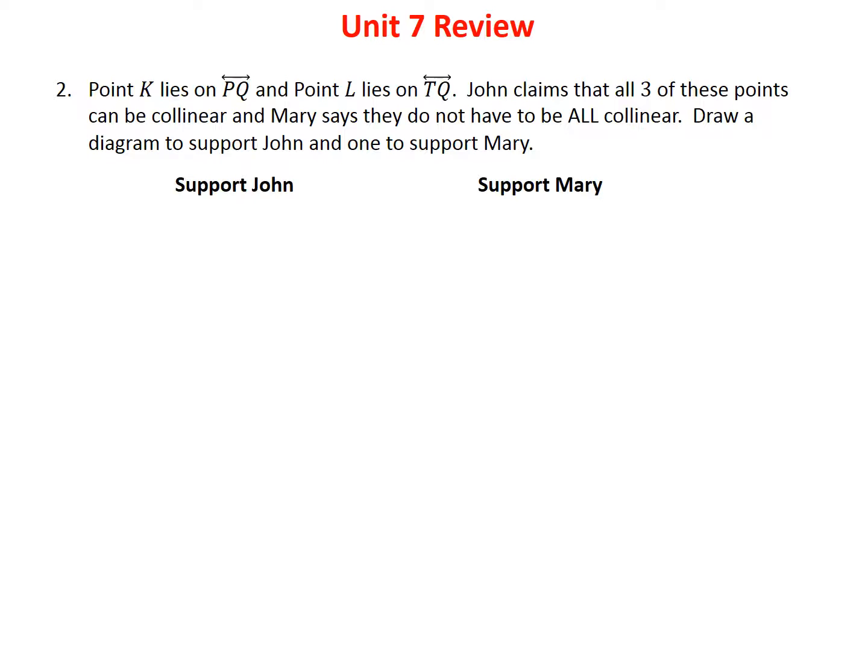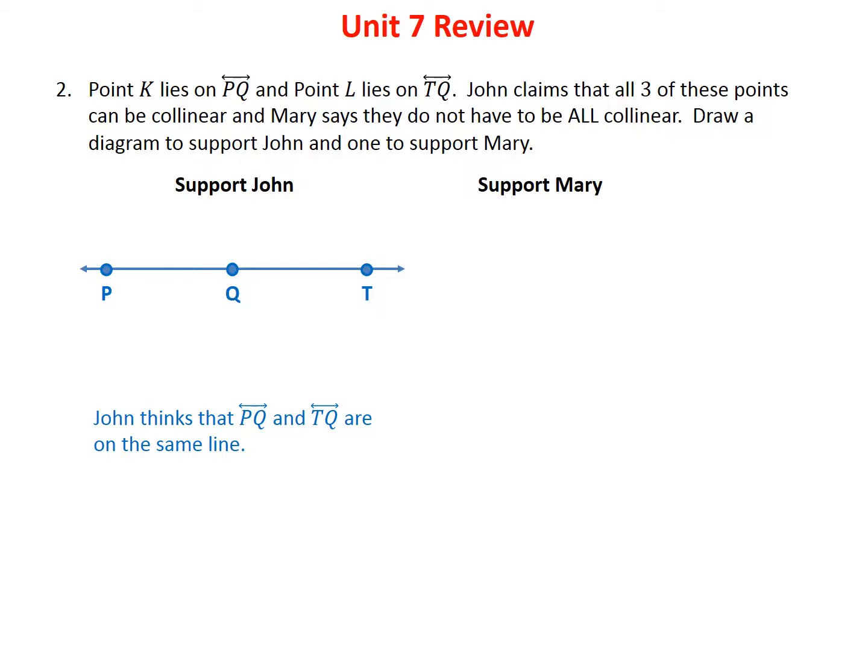Well, here's what John's thinking. John's obviously put P and Q and T all on the same line, so P, Q, and T are collinear. Now if I put point K onto PQ and I put L onto TQ, you can see clearly that all these points are on the same line and they're all collinear. So John's true that they can be all collinear.